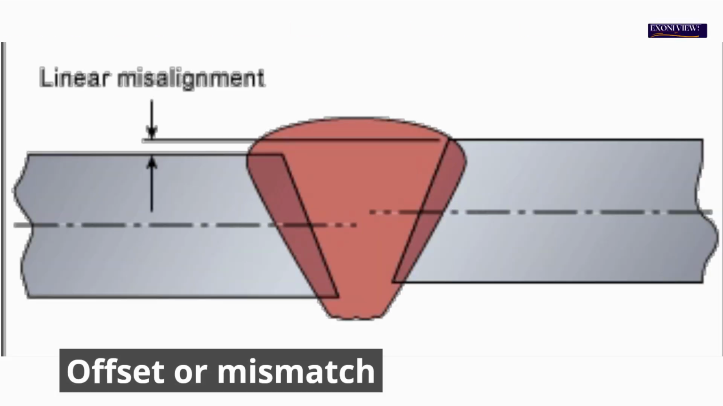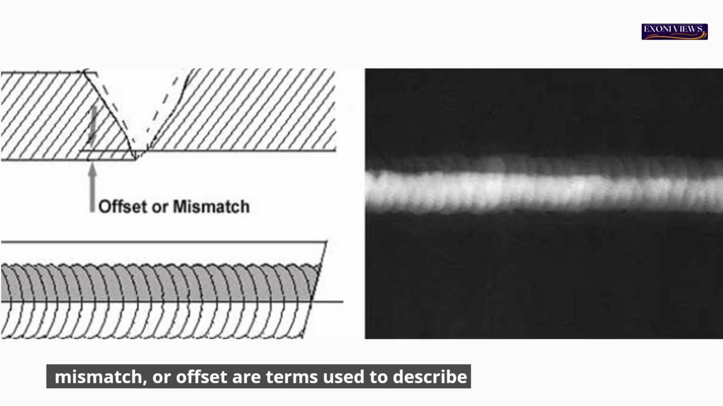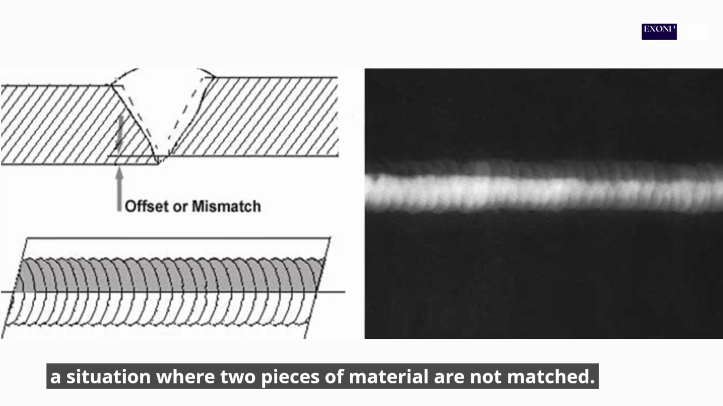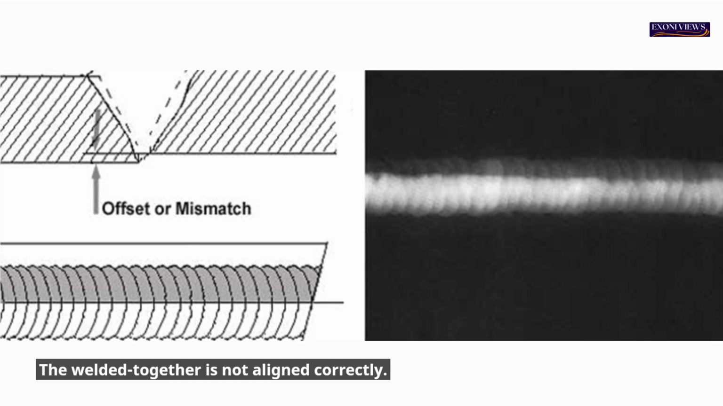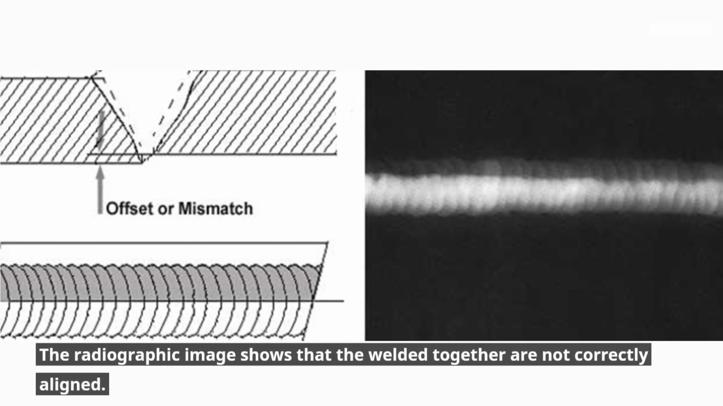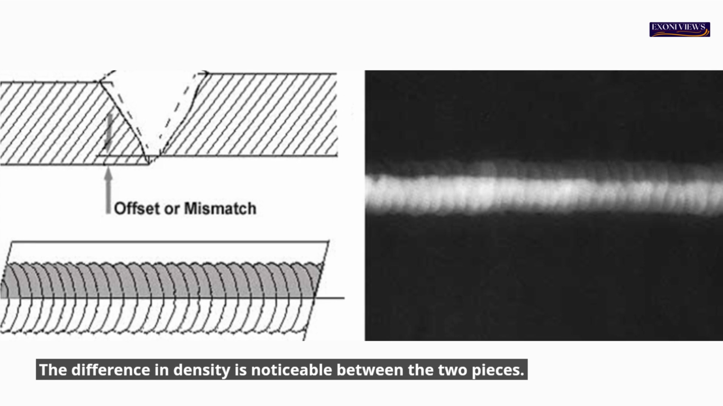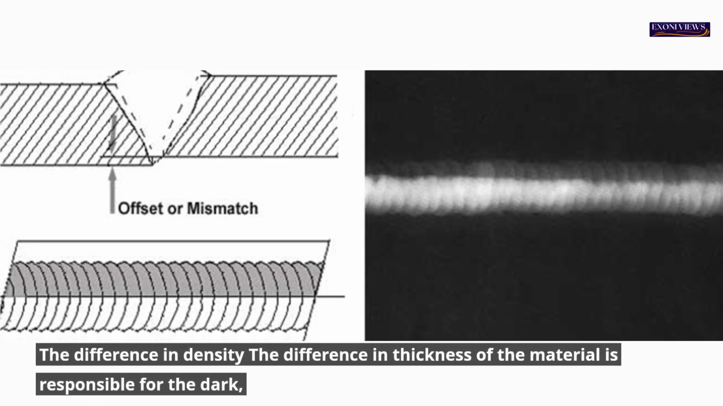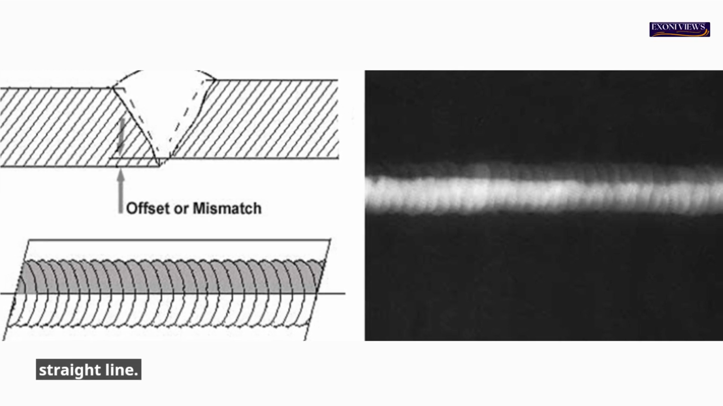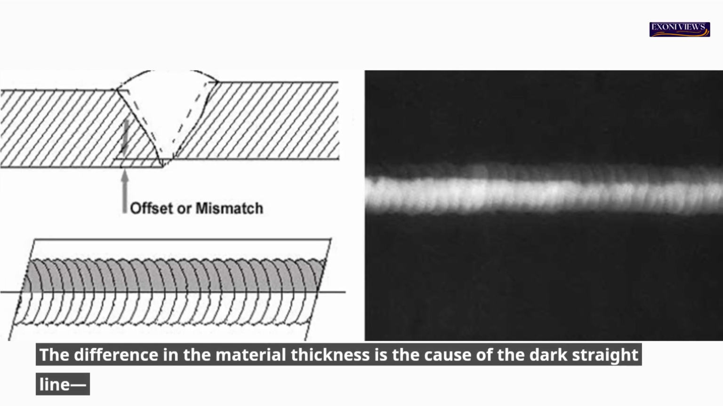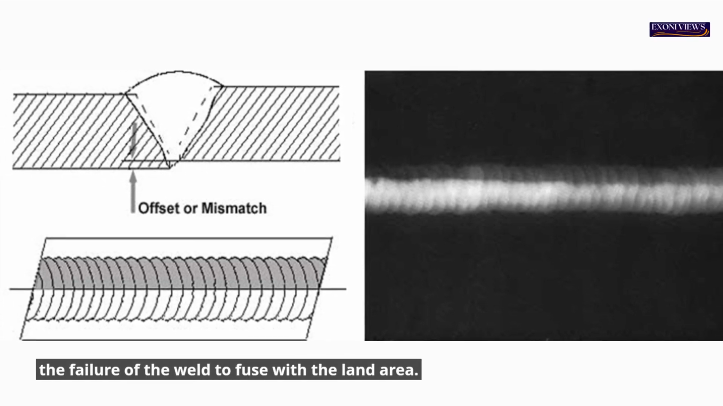Offset or mismatch. Mismatch, or offset, are terms used to describe a situation where two pieces of material are not matched. The pieces welded together are not aligned correctly. The radiographic image shows that the pieces welded together are not correctly aligned. The difference in density is noticeable between the two pieces. The difference in the material thickness is responsible for the dark, straight line, the failure of the weld to fuse with the land area.